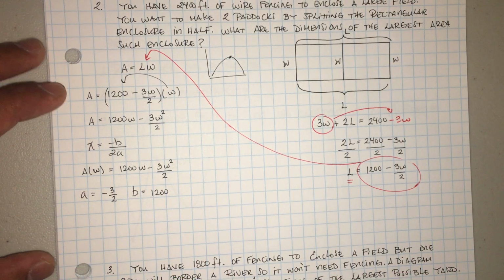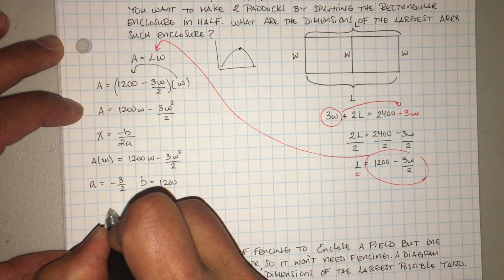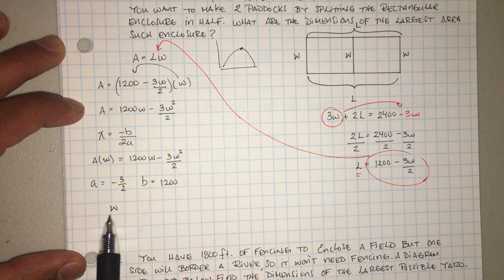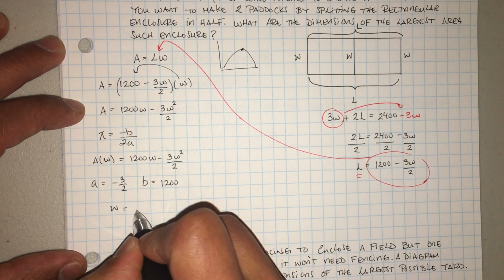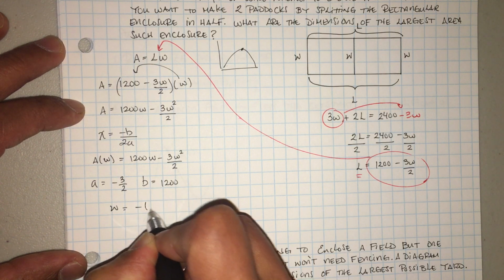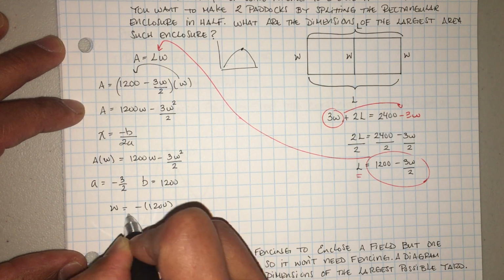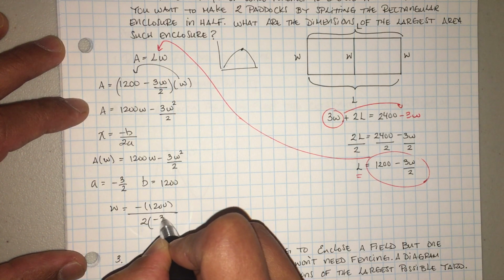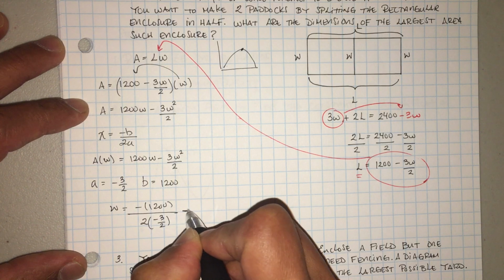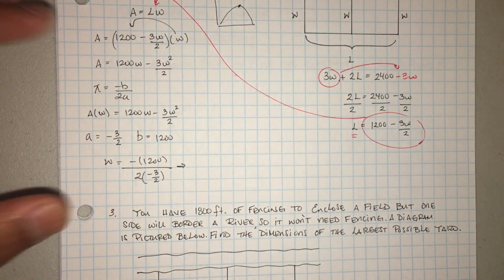Okay, so now I'm going to go ahead and use my formula, my vertex. So how do I know it's W? Because look at here, this is W. Eso es W. So now I get negative B. La B is 1200, over 2, and then negative 3 over 2. Which is nice because the 2's are going to cancel out. Are going to simplify out.